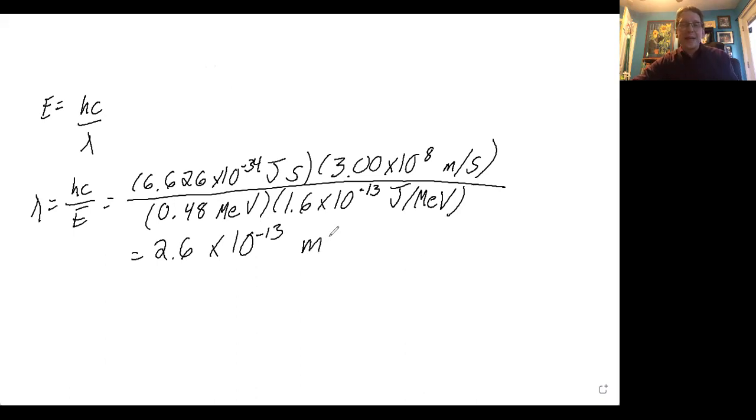So even then, that's about 2.6 ten thousandths of a nanometer. So we're talking a very small wavelength.